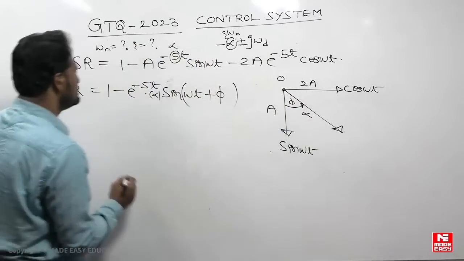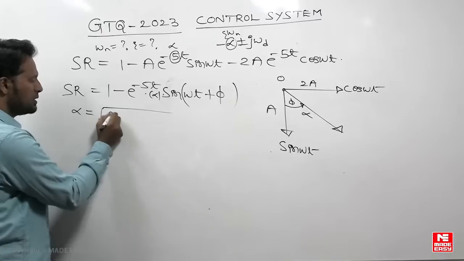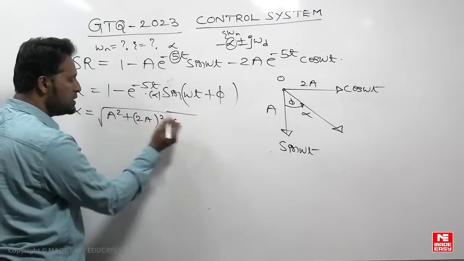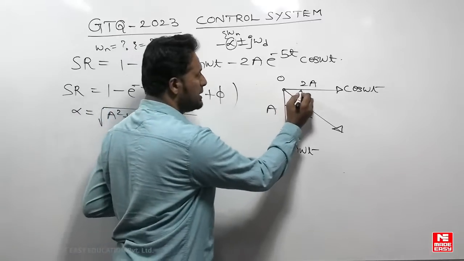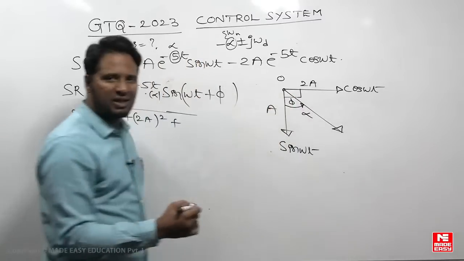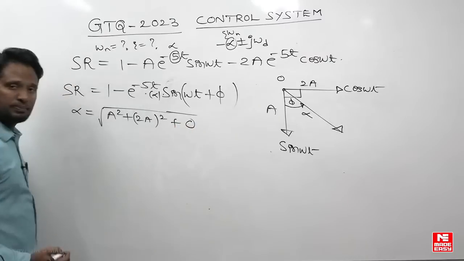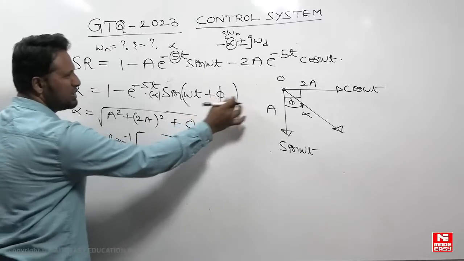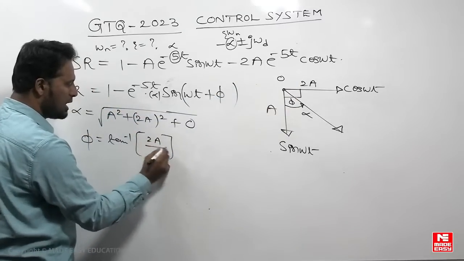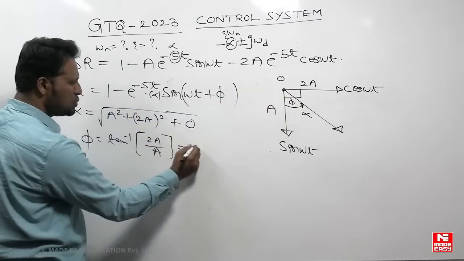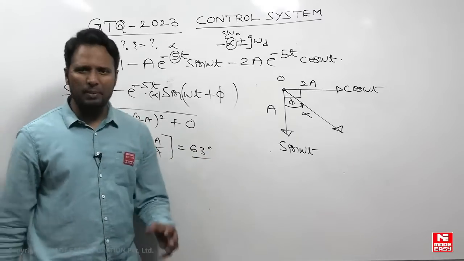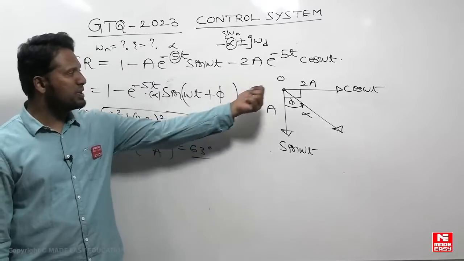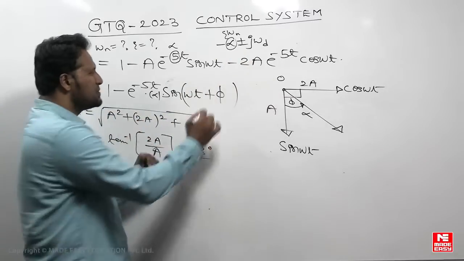What will be alpha? Root of a square plus 2a square plus 2a into 2a into cos theta, 90 degree. The phase angle between them is cos 90, which is 0. So this becomes alpha. What is phi? Tan inverse of 2a upon a, tan inverse 2, around 63 degree. I'm just making the rough values. So this phi will be 63 degree.